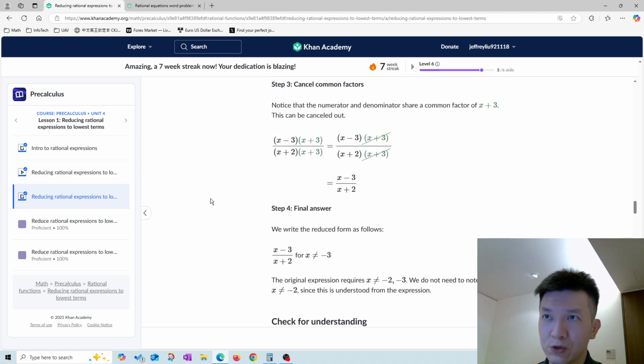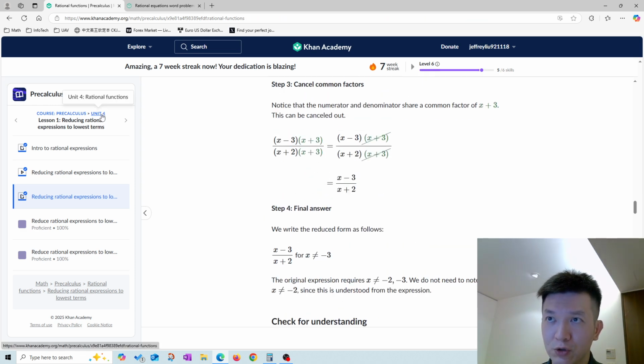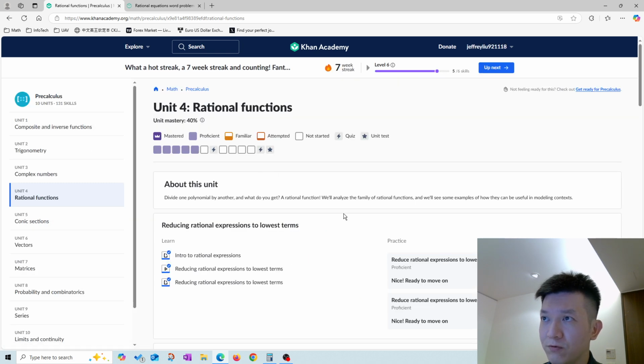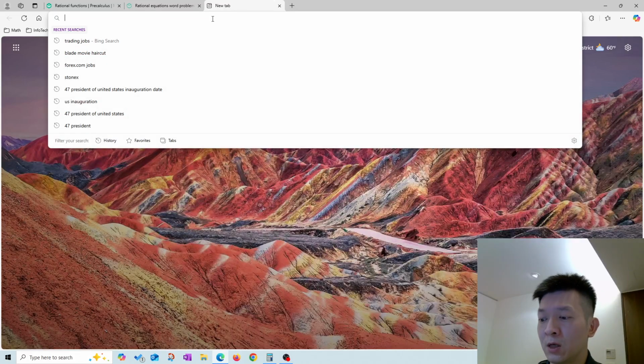So that concludes lesson 1, where we're just introducing how to find the domain for rational functions. You get an idea that it's kind of like functions, but it's going to look really weird on graphing. It's going to be a little bit different, right?